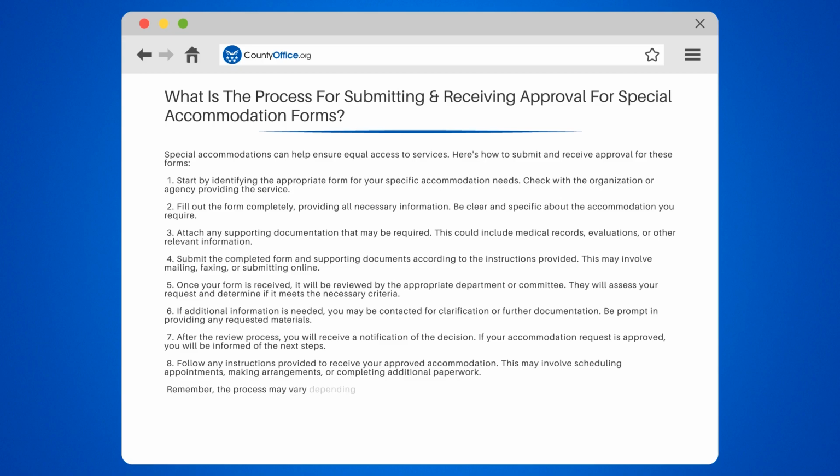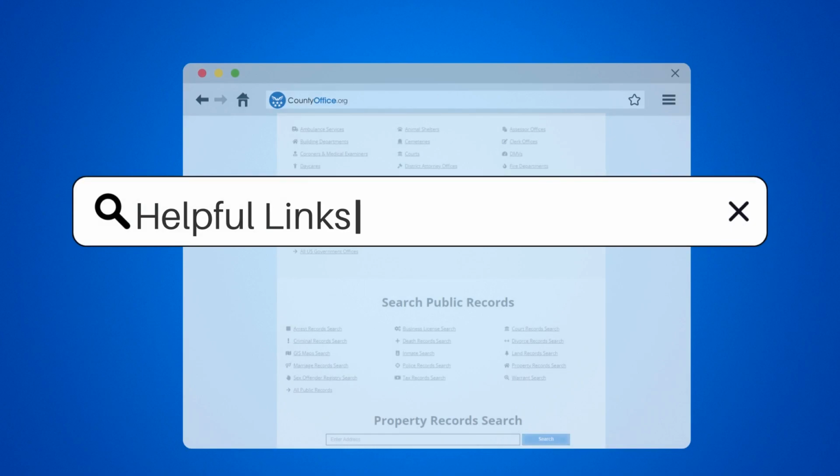Remember, the process may vary depending on the organization or agency. Always refer to their specific guidelines for submitting and receiving approval for special accommodation forms.